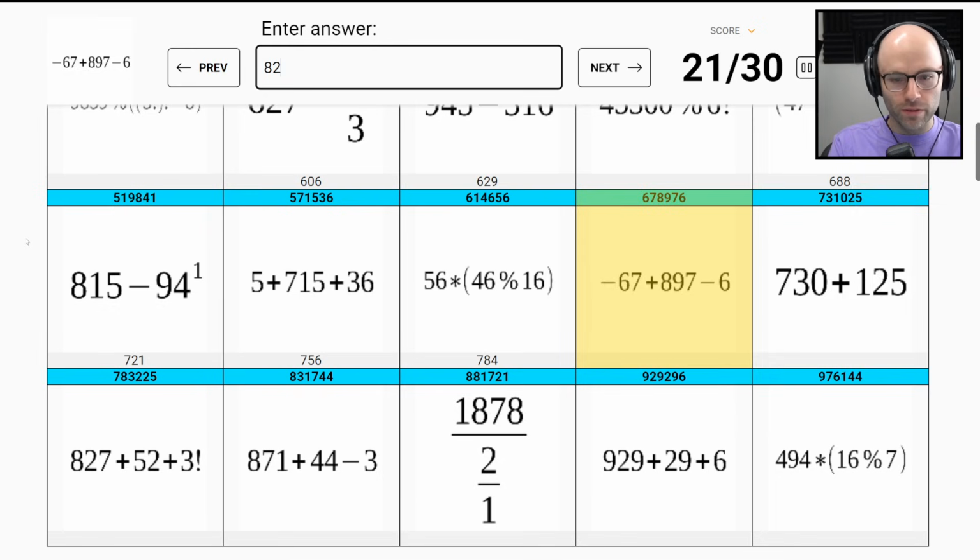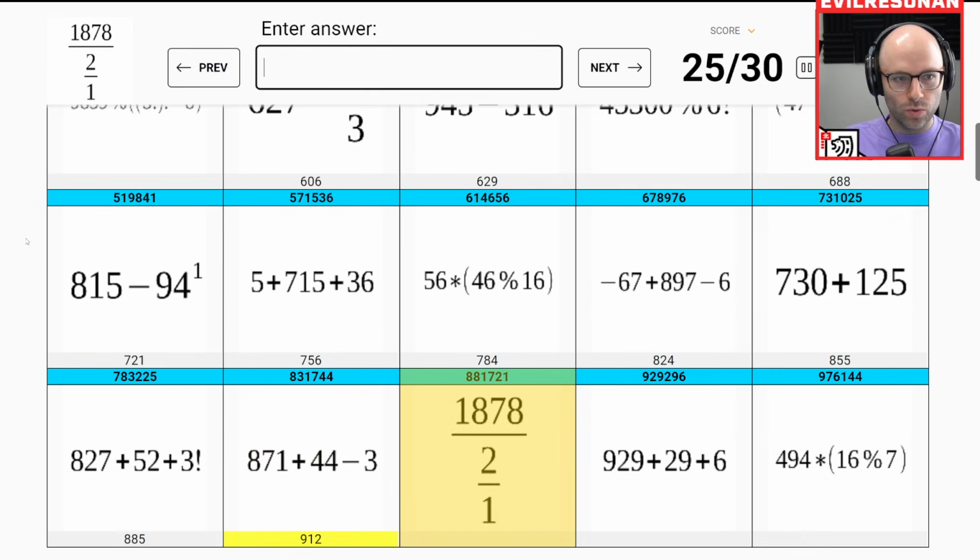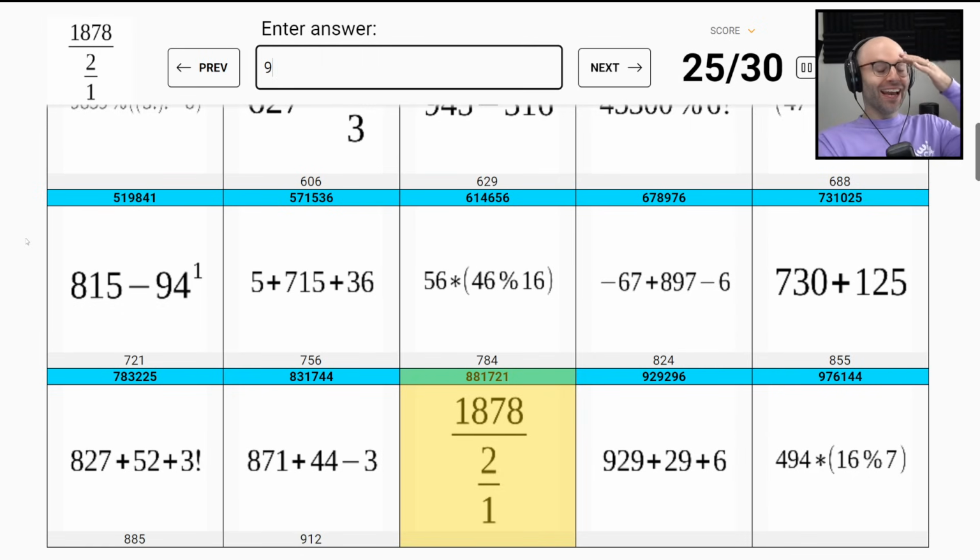It's 824. 855. It's 879 plus 6. It's 885. It's 912. It's 900. This should be so easy. It's so easy, dude. It's 900. Hang on. You just got to find the number that you multiply by 2 to get there.